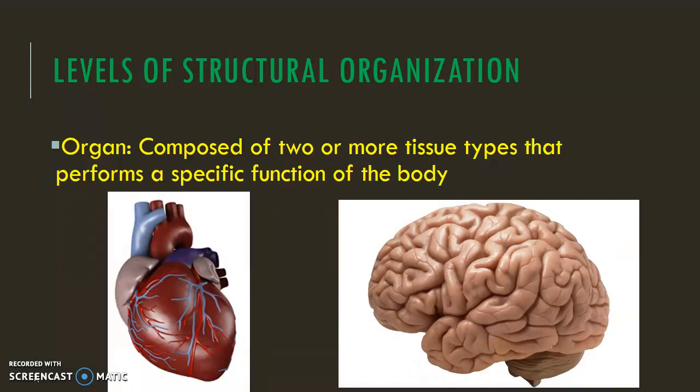Next, we have organs. Organs are when 2 or more tissue types come together to form a specific function in the body. So once again, if we look at the heart over there, the heart is surrounded by a connective tissue. It also has muscular tissue to help pump the blood, and it also has epithelial tissue on the inside lining it. So you have 3 very important tissue types coming together to form this very complex organ.